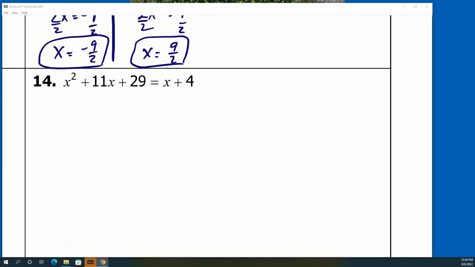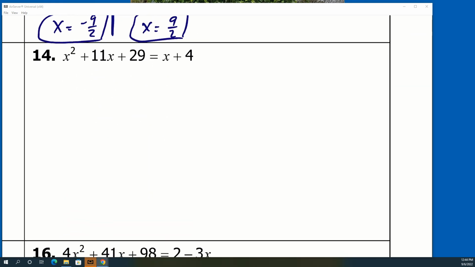All right, let's look at the next one. So let's go ahead and get everything on one side by subtracting x from itself, so it goes away, and subtracting it from the like terms. And then same thing with the 4, subtracting it from itself and subtracting it from like terms.